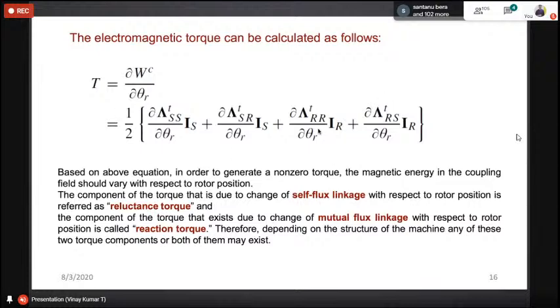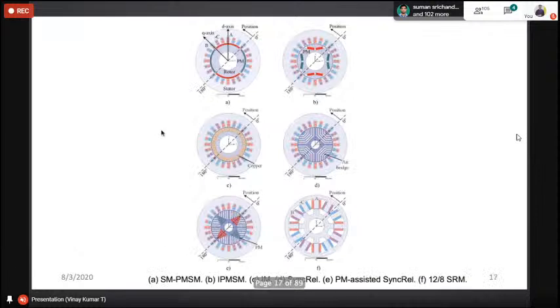If the machine has no winding on the rotor side, take the switch reluctance motor: only the first and third components are entering the picture. Anyway, in the case of the switch reluctance motor, there is no IR. That's why the third component is also 0. Only the first component is entering the picture in the switch reluctance motor.